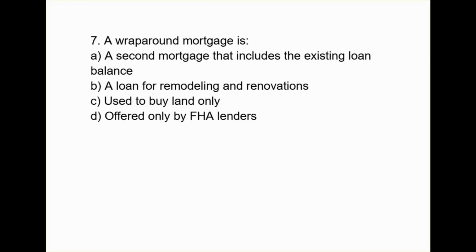A wraparound mortgage is A. a second mortgage that includes the existing loan balance, B. a loan for remodeling and renovations, C. used to buy land only, D. offered only by FHA lenders.